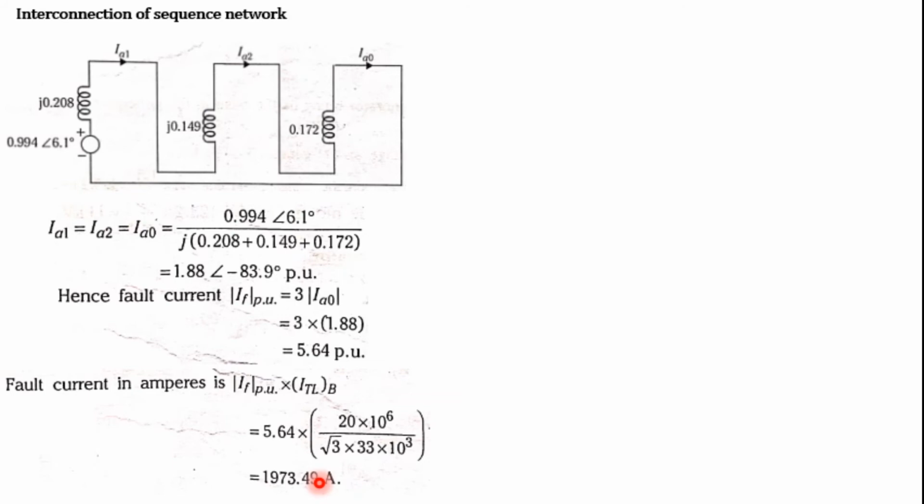Just look into that. If there is a fault at this point, what will happen? Nearly 5.5 times the current is increasing. It means that the relay and the circuit breaker should be capable of understanding and isolating the fault within microseconds to nanoseconds.